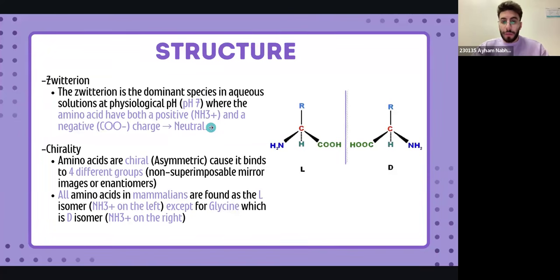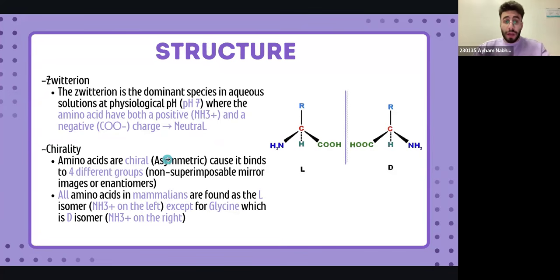Okay, sorry guys, I said in the previous lecture that carboxyl is the positive and the amine is negative. It's the opposite actually. Okay, so once we have a positive and a negative charge, they cancel each other, making the amino acid a neutral amino acid. Okay, that's the Zwitterion. What about the chirality?